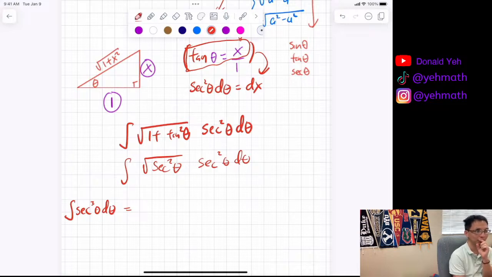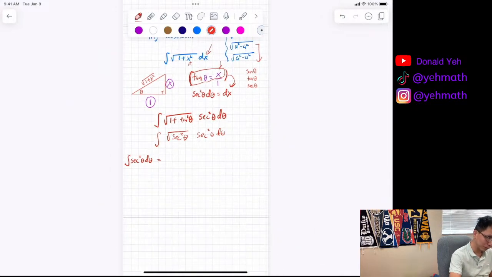Secant square. Wait, you can't use the DI method. Which one is allowed to integrate, and which one is allowed to take a derivative? You can't integrate secant cube, so you can't differentiate it either. Integration is for what? Secant square.